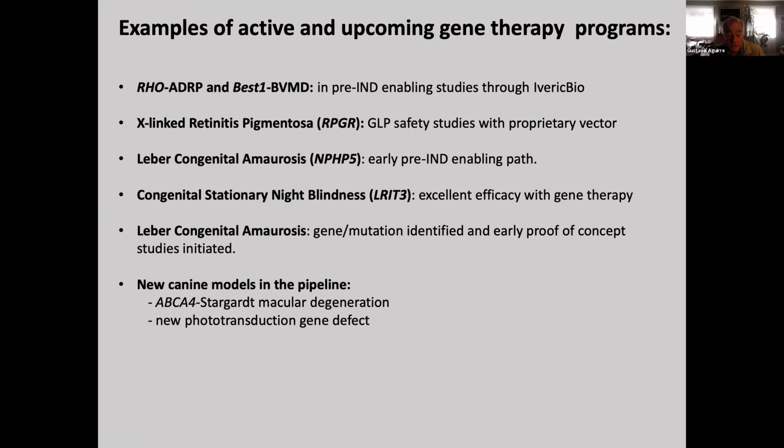We have a model of ABCA4 Stargardt macular degeneration that was identified about 2.5 years ago, and we are now expanding the breeding colony for studies. And we also have a new phototransduction gene defect. Again, a paper is being written on this, and hopefully will come out, not by the end of the year, it's too late in the year, but early next year. I think that's the last slide. So I'm happy to answer any questions.